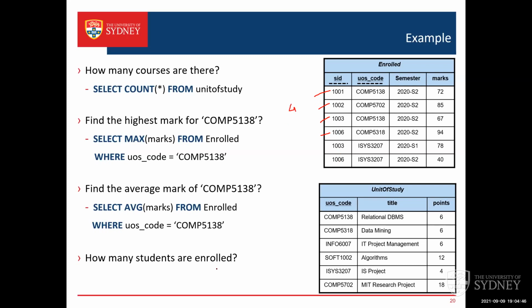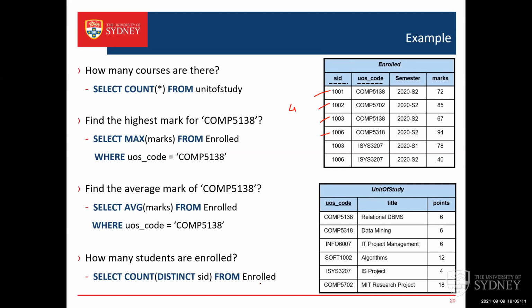So how should I get that one? Someone will select distinct, then count SID. That is wrong as well. So now you can see that in this case, we have to use distinct. So select, then count distinct SID. If one SID is twice there, you have to count it only once from enrolled.